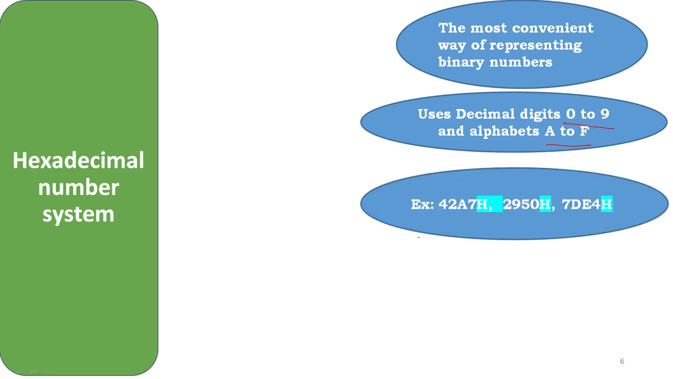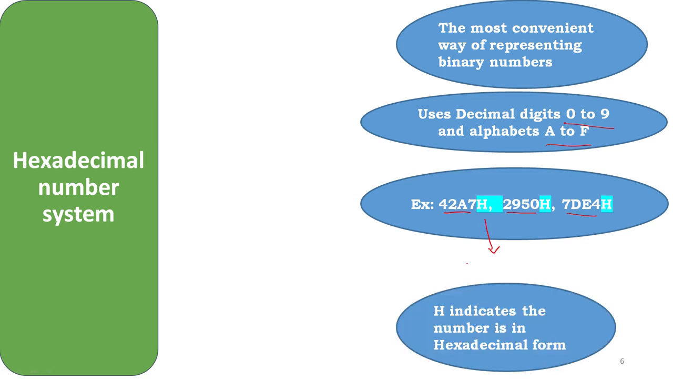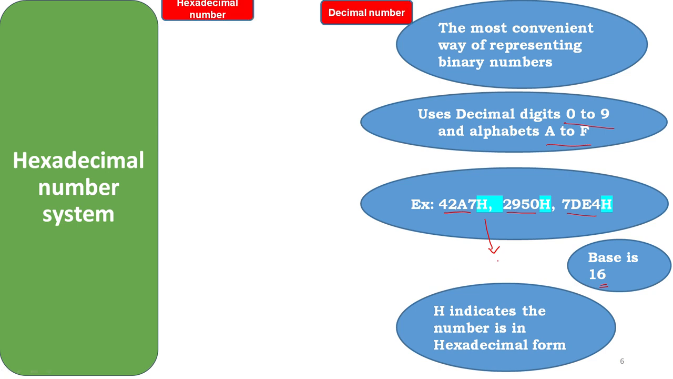And example hexadecimal numbers are 4A7, 2950, 7DE4, and here H represents that it is a hexadecimal number that we are representing, and the base or radix of the hexadecimal number is 16, and therefore we can understand that the weightage of hexadecimal digits will be powers of 16.